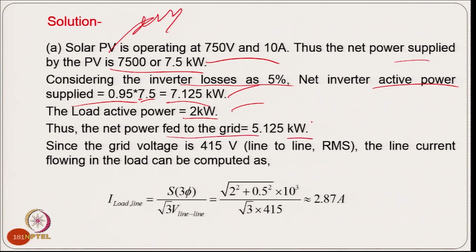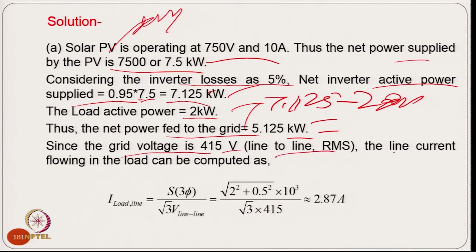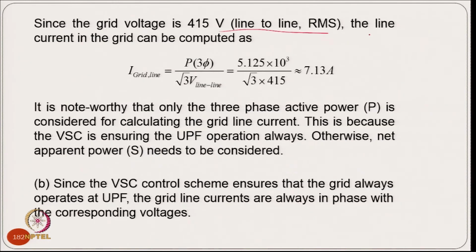So, the net power fed to the grid is typically 7.125 minus 2 kilowatt of load. So, it comes to 5.125 kilowatt. Since the grid voltage is 415 line to line RMS, the line current flowing to the load will be S divided by root 3 times line voltage. So, putting the values of active power and reactive power of the load, the load line current comes to 2.87 ampere, and we can find out the grid line current for line RMS.